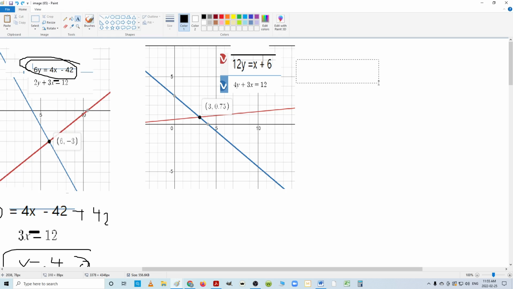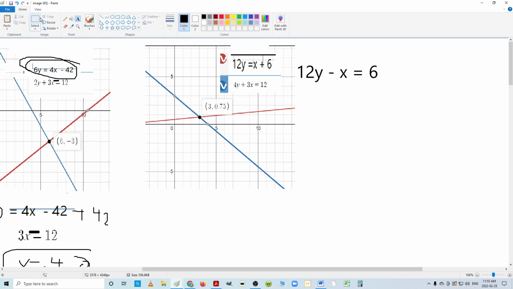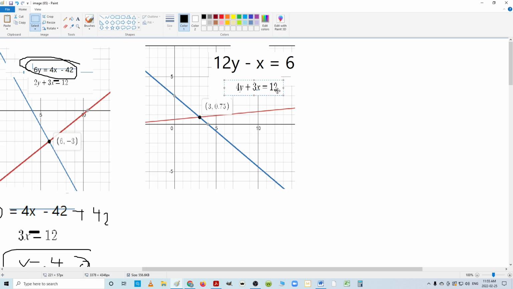This one actually should be 12y minus 1x, or minus x, is equal to 6. There you go. That's now standard format. Generally speaking as well, they would never make the x negative, so it's kind of tricky here. You'd multiply everything on the top by negative 1.